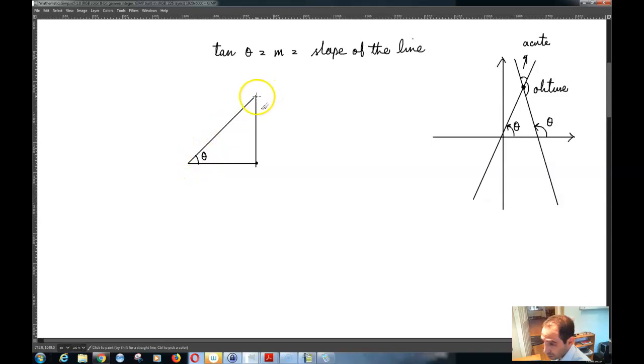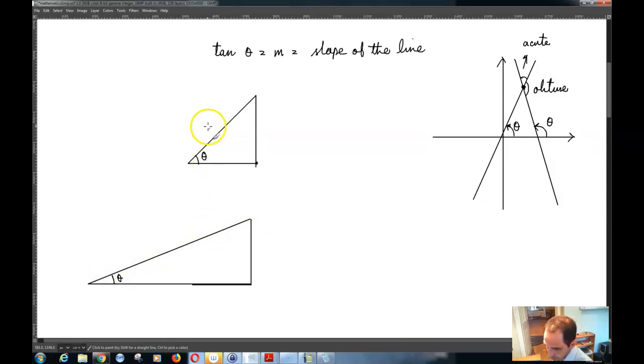The measure of this angle theta is related to how steep this line is, meaning that the larger this angle, the steeper this line is going to be. For example, I can draw this this way, and in that case your theta is going to be a much smaller angle, and the line is going to be less steep.